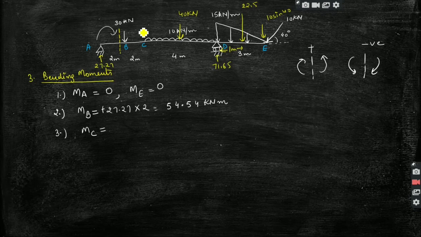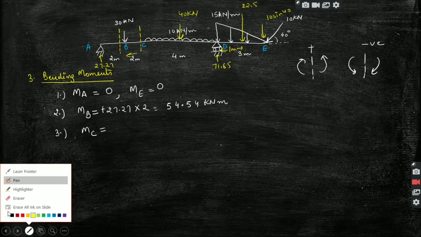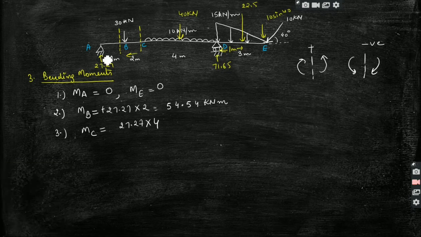Now taking the moments of all the forces, the summation of all the forces' moments. So that would be 27.27 into 4, because the moment due to this reaction at the C point, just at the left, will be 27.27 into this 4, and it will be clockwise, so positive. Next we have the 30 kilonewton force, which is anti-clockwise, so negative: minus 30 into 2. So this will be approximately 49 kilonewton meter.